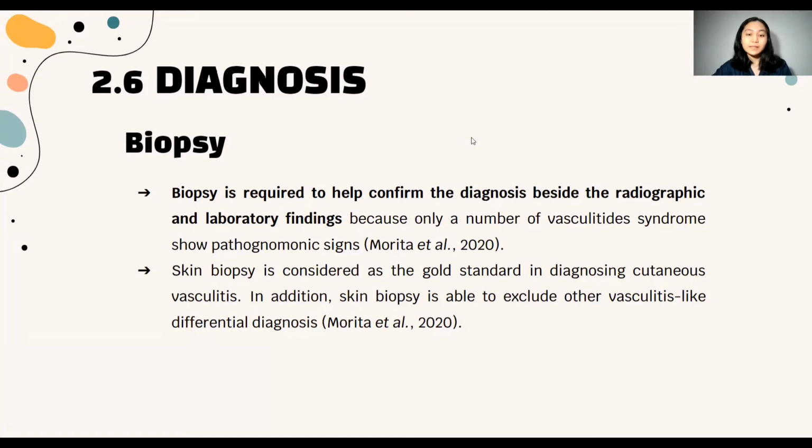Since only a few vasculitis syndromes have pathognomonic clinical, radiographic, and also laboratory findings, diagnosis of vasculitis requires skin biopsy for histological confirmation. Skin biopsy itself is considered the gold standard in diagnosing cutaneous vasculitis. It is also able to exclude other differential diagnoses from vasculitis mimics. However, due to its expensive procedure and its associated risk of complications, biopsy in this context, arterial biopsy, is not that frequently performed. Thank you.